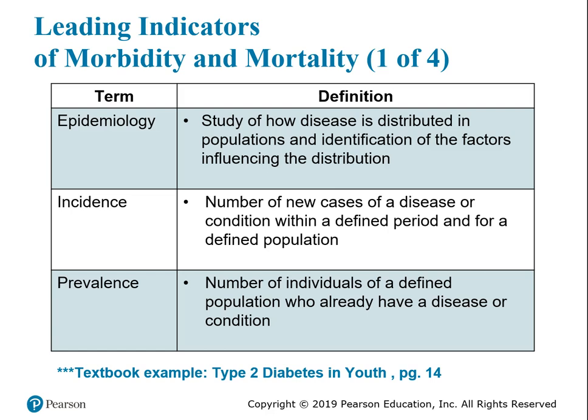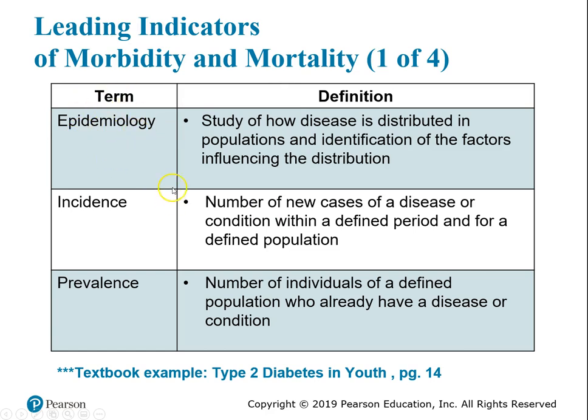Okay, so it's important to know about the distribution of it, right? It's important to know about the incidence and the prevalence of a certain disease. And then you can examine the factors that might be causing that, okay? So it says here a number of new cases of a disease or a condition within a defined period for a defined population. So this is incidence. Incidence is the number of new cases of a disease. Prevalence is the number of individuals of a defined population who already have the disease, right? So the total who already have it is prevalence. If we talk about incidence, it's the number of new cases, okay?